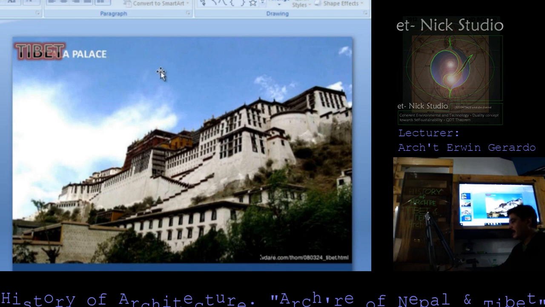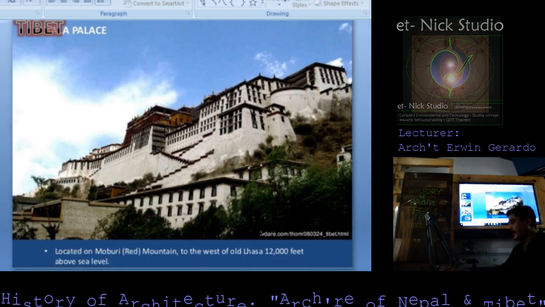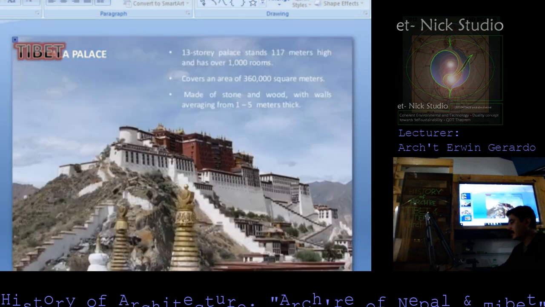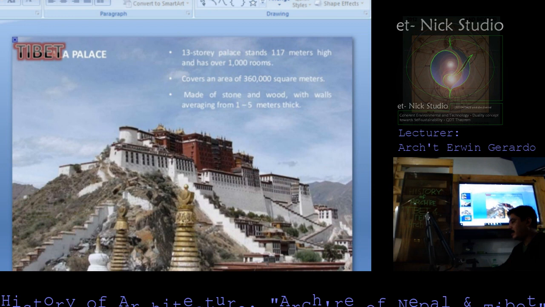The Potala Palace is located on Marpo Ri, the Red Mountain, to the west of Old Lhasa, 12,000 feet above sea level. The 13-story palace stands 117 meters high and has over 1,000 rooms, covering an area of 360,000 square meters. It is made of stone and wood, with walls averaging from 1 to 5 meters thick.